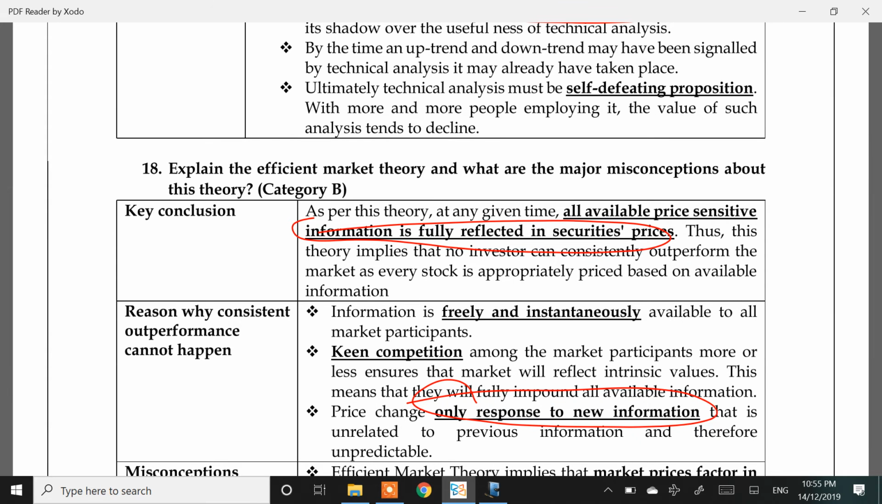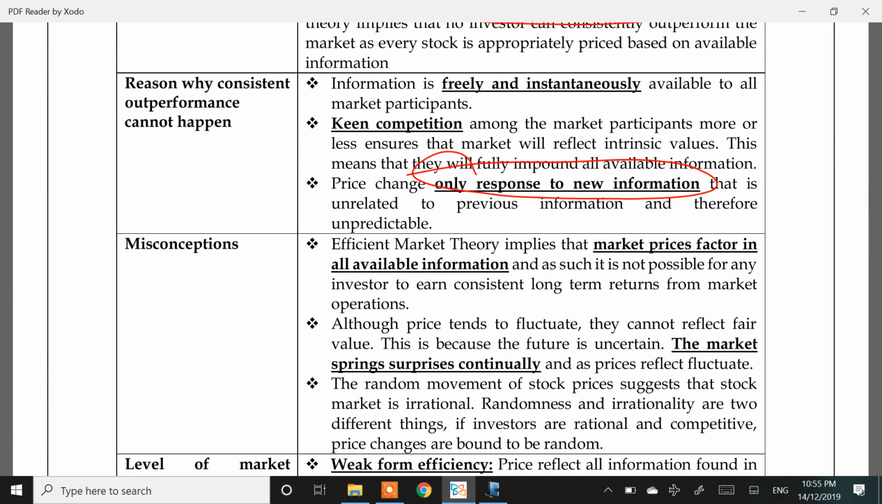Now there are certain misconceptions. One, efficient market theory says that the market price will factor in all available information. So it is a misconception that you cannot earn consistent long-term returns. You can continue to earn consistent long-term returns, that is possible, but outperformance may not be possible. Markets sometimes do bring in surprises, and because of that prices do fluctuate, and there is also a random movement in stock prices, which some take to mean that investors are irrational. Rational investors are those making the right decisions.